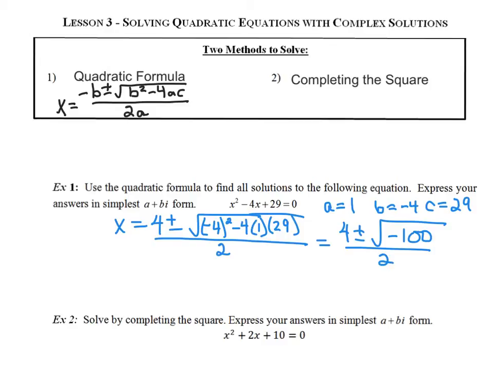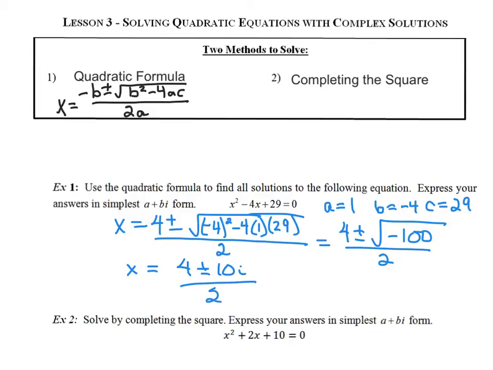So I substituted the values a, b, and c into the quadratic formula, and I got 4 plus or minus the square root of negative 4 squared minus 4 times 1 times 29, all over 2. Now simplify what's underneath the radical, so the radicand gave me negative 100. Now we should recognize with our work in imaginary numbers that the square root of negative 100 is really equal to 10i. So I'm going to say x is equal to 4 plus or minus 10i divided by 2.